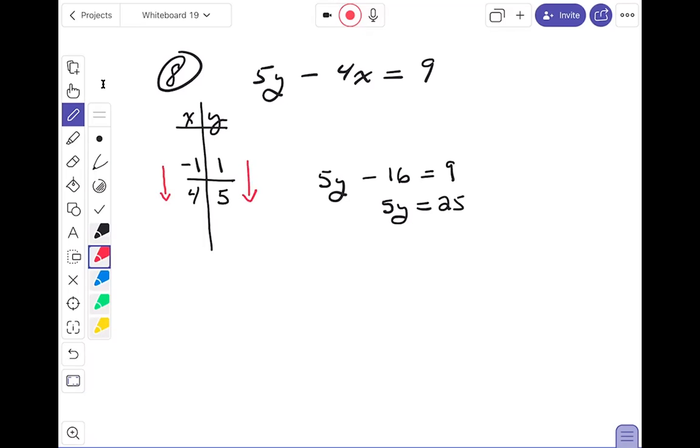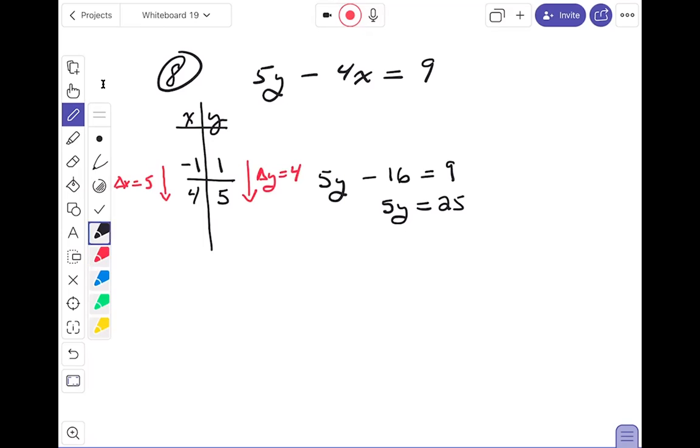So let me look at the x first. If you're at minus 1, you go to 4. You go up 5 units. I'm going to say the delta x is 5. Now let's look at the y's. If you're at 1 and you go up 5, you go up 4. That's a delta y. You should kind of see those numbers in the problem.